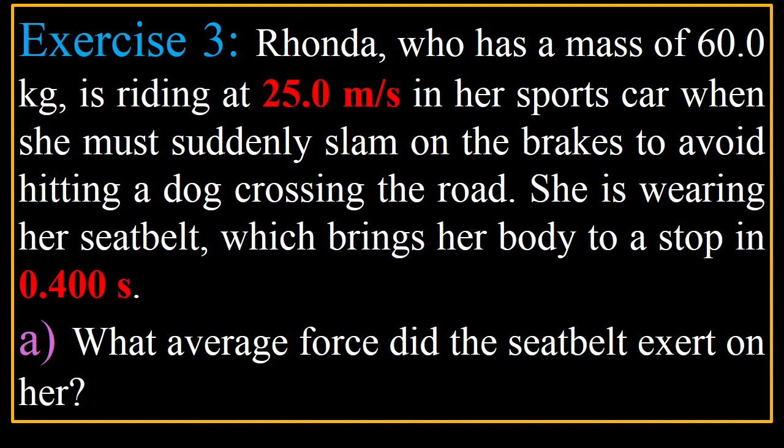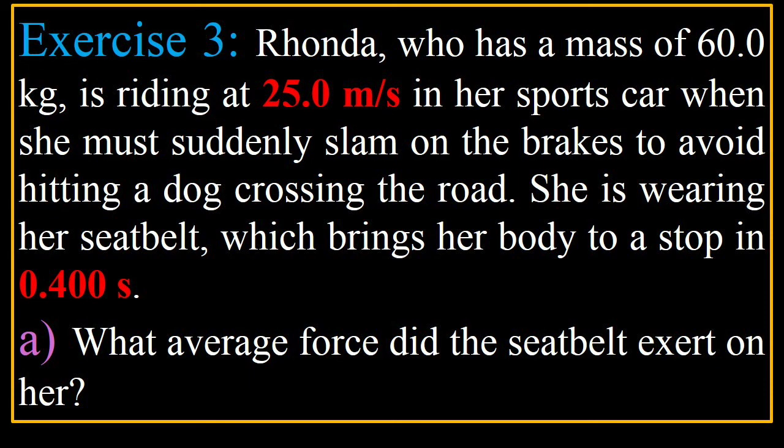Rhonda, who has a mass of 60 kilograms, is riding at 25 meters per second in her sports car when she must suddenly slam on the brakes to avoid hitting a dog crossing the road. She is wearing her seatbelt, which brings her body to a stop in 0.4 seconds. What average force did the seatbelt exert on her?